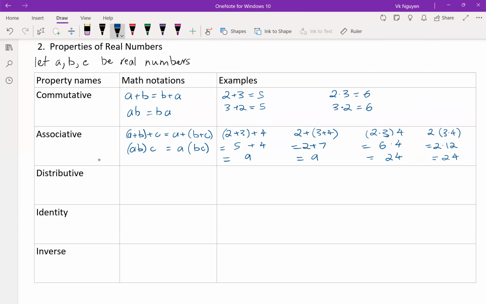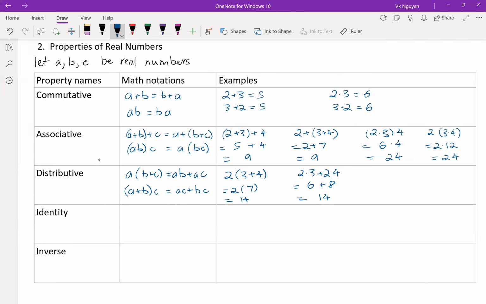Distributive. A times B plus C is AB plus AC. And then A plus B times C is AC plus BC. Let's take a look at 2 times 3 plus 4. That is 2 times 7, 14. 2 times 3 plus 2 times 4: 6 plus 8 is also 14.